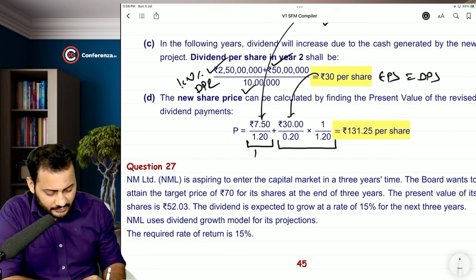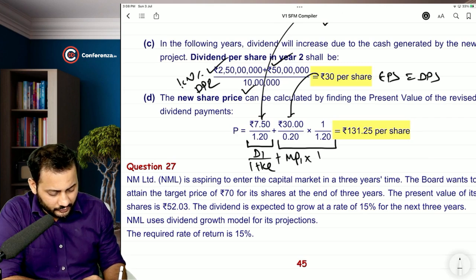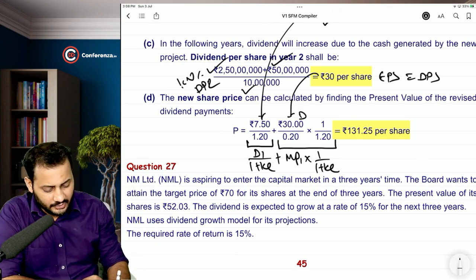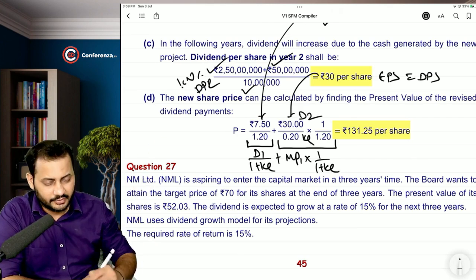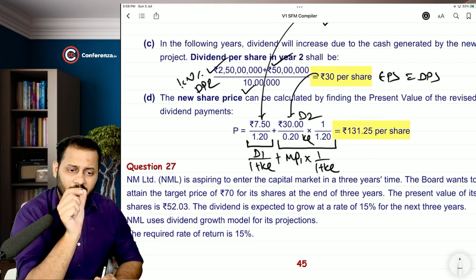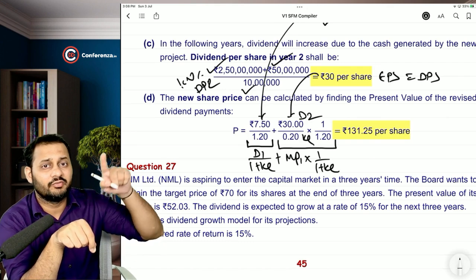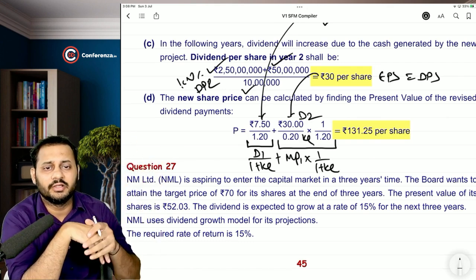This is D1 divided by 1 plus cost of equity, plus this is MP1 into 1 by 1 plus cost of equity, and MP1 is calculated as D2 divided by cost of equity. Am I right? If you are calculating MP1, meaning the market price at the end of year 1, you will need the dividend for the second year. That is what is being done here.